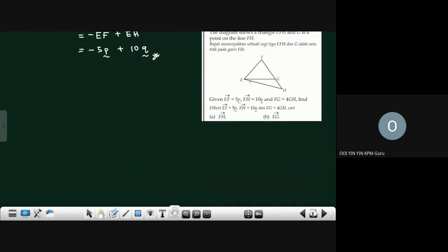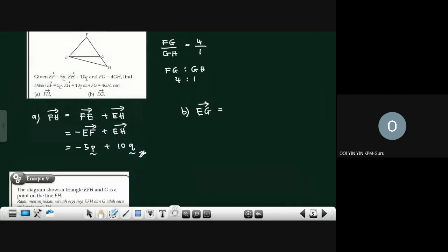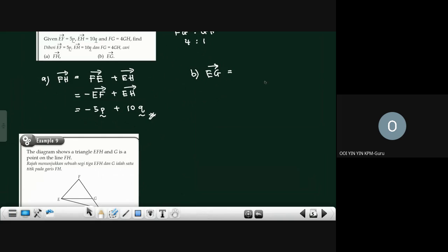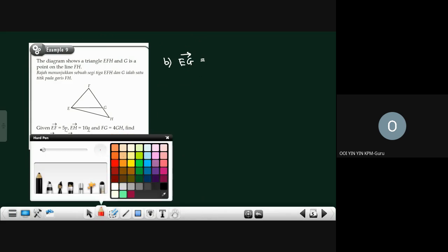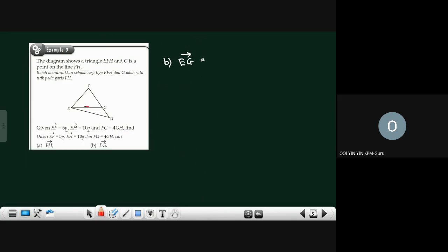Come, this one first, because I don't want to get confused with the same diagram. Too much drawing and you will get mixed up, so let's look at a clean diagram like this. Okay, EG. Your EG is here, you need to find EG. How do we get your EG? Actually, there are two ways. You can use EF, FG, or EH, HG, which also gives EG.